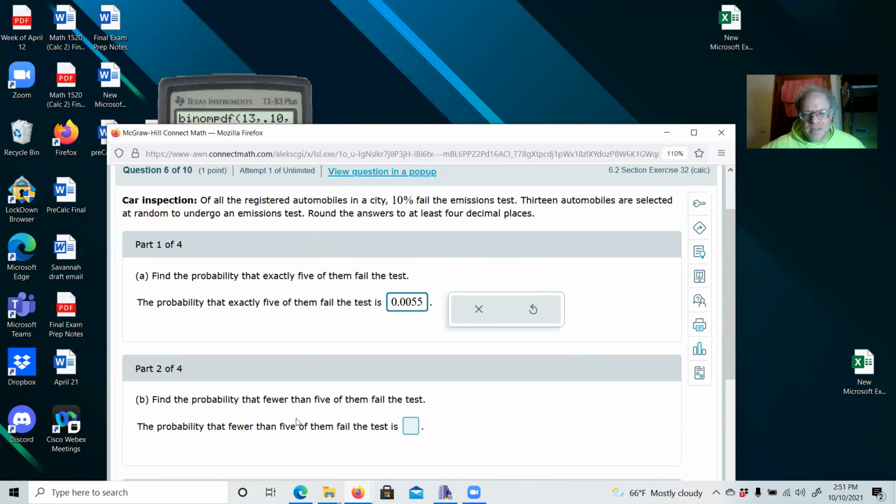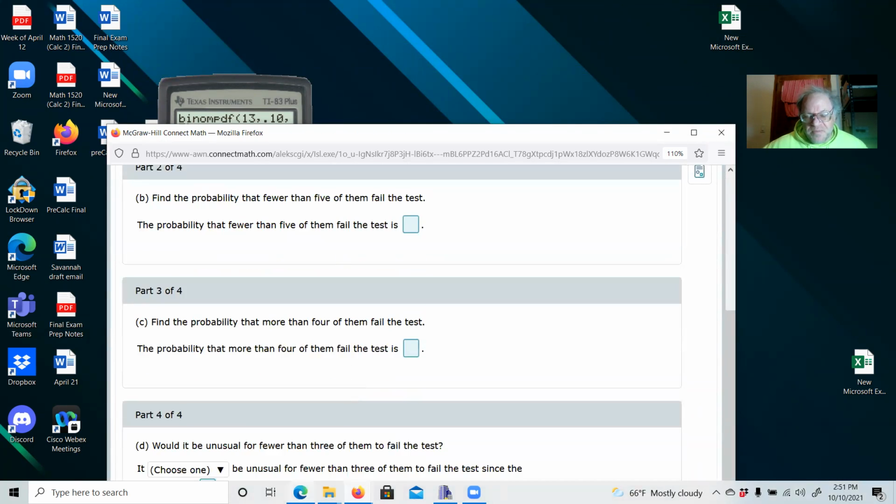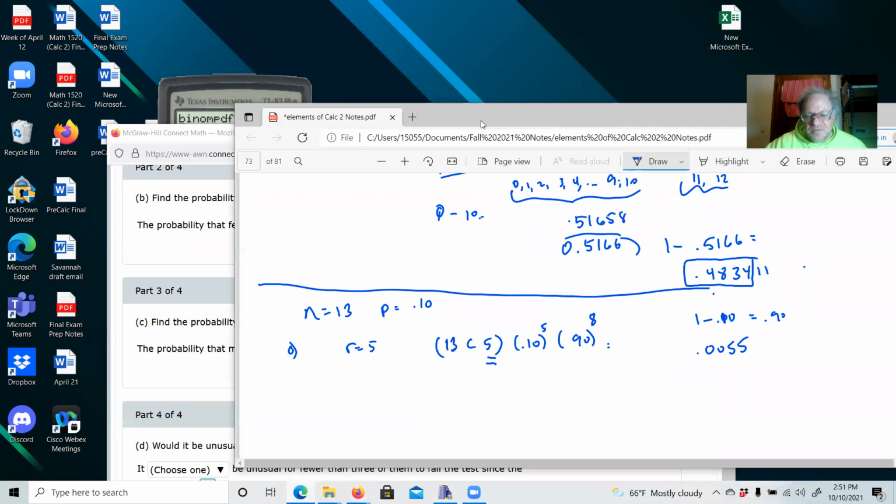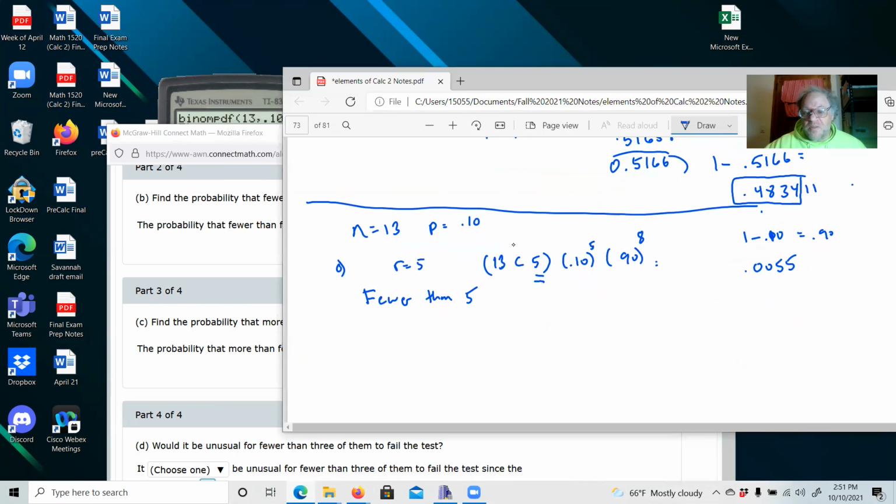What is the probability that fewer of them pass or fail the test? Now we want fewer of them to fail. So this is fewer than 5. Here's the hard part. Is 5 fewer than 5? No, it is not. So what we're looking for is 0, 1, 2, 3, and 4.